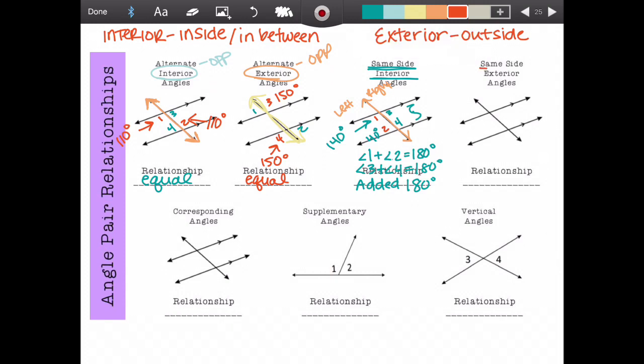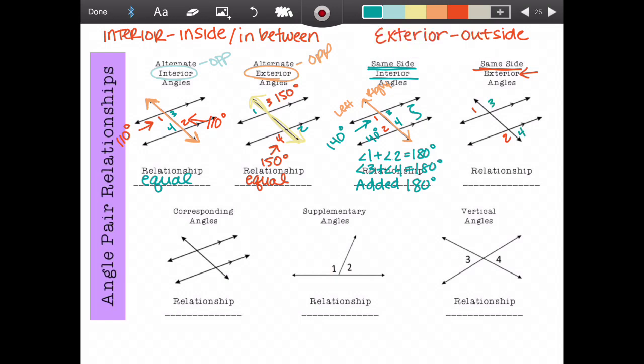Okay, if we're moving on to the same side exterior, same concept here. They're going to be both on the same side of the transversal, but instead of being on the inside of the parallel lines, or in the interior, they're going to be on the exterior, or the outside. So here we'll have angle 1 here and angle 2 here. Okay, same side of the transversal, outside of the parallel lines. Another set would be angle 3 and angle 4.